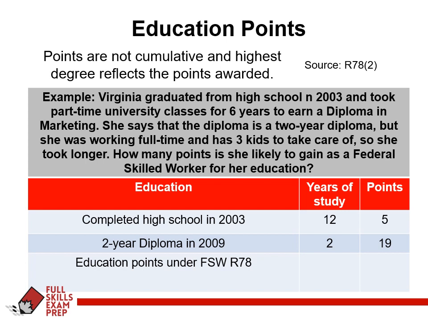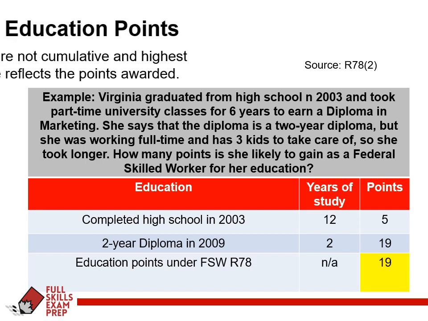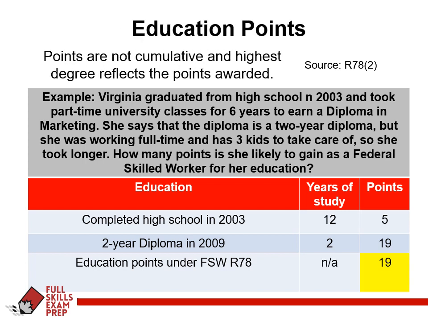But what you're thinking of now, of course, is what is the total amount of points that she would get in terms of education under Regulation 78? And that answer, of course, is 19. So you don't add those up. It wouldn't be 24. It would be 19 because, of course, the highest degree awarded reflects the amount of points that she would get.